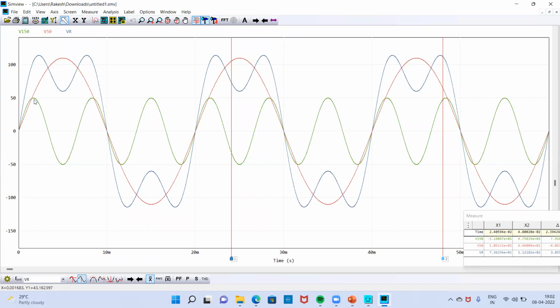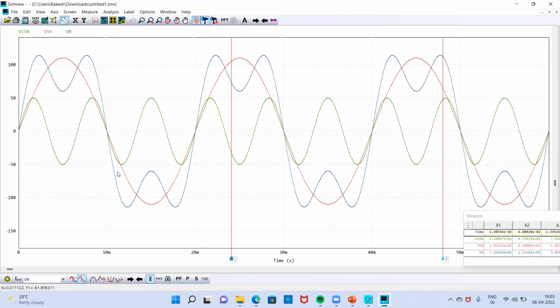This red color represents the 50 hertz voltage source, and this green color represents the 150 hertz voltage source. Both these two are added, and I get this blue color waveform, which is a non-sinusoidal waveform. What we conclude from this simulation is that this blue color waveform is periodic in nature. You can observe that this pattern gets repeated after one cycle, so I call this a periodic waveform.